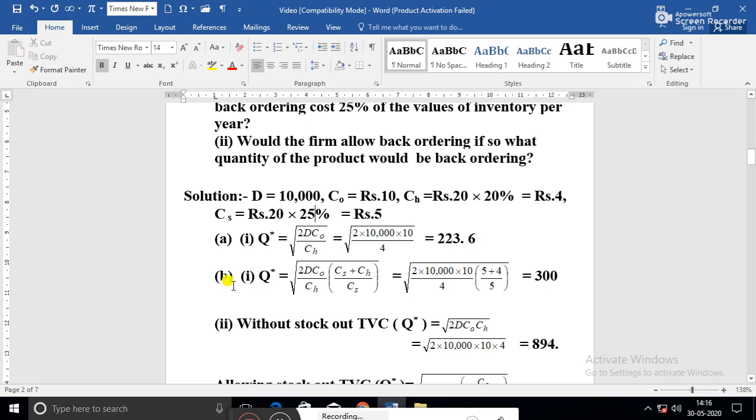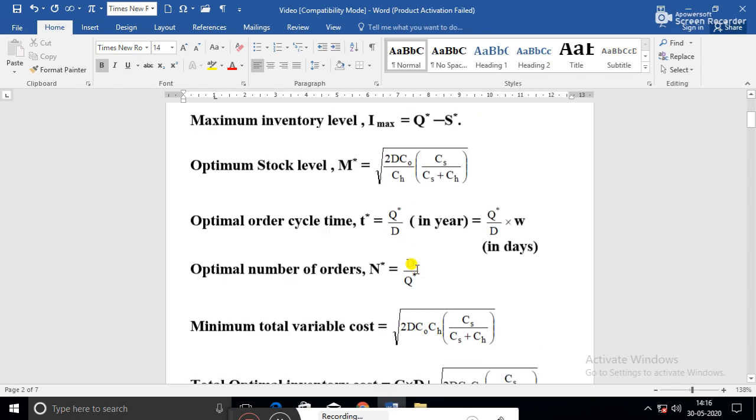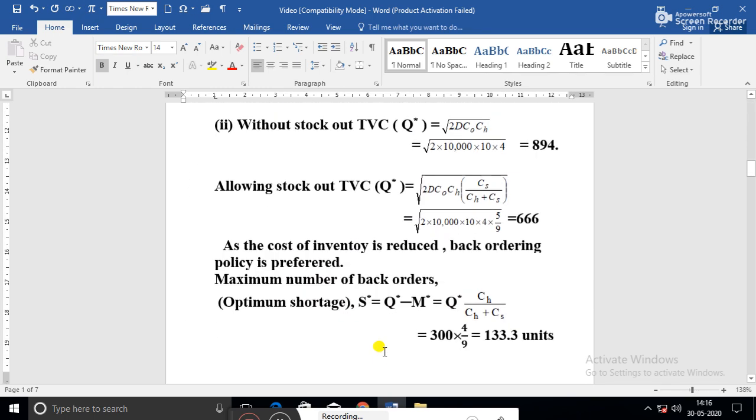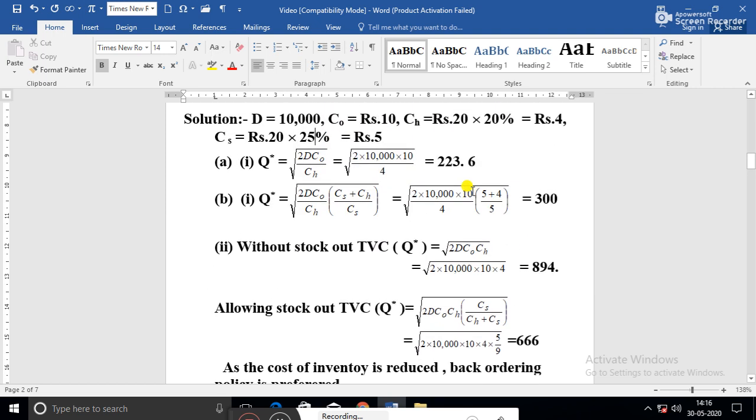Now if you allow the back order, that is if you allow the shortage, then your formula we have discussed just before, this is the formula we can put here. And when we put the formula here, CS plus CH by CS, 5 plus 4, already you have found 5 and 4, CS is 5 and 4 is CH, and putting in it 300. So quantity is now 300. Since you have the provision of some shortage, you are taking 300 quantity units.